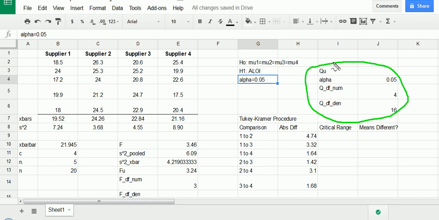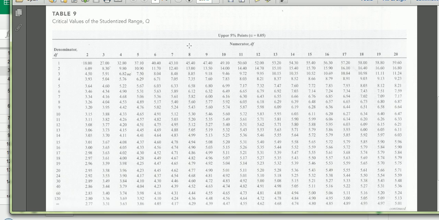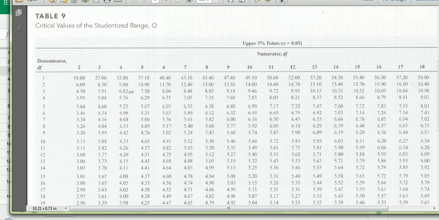Okay, now taking these to the table, we're going to be able to get this value here. So here's the Q table. These are the critical values of the studentized range Q table. This is for an alpha of 0.05. Let me see if I can zoom in a bit more. Numerator degrees of freedom again are on the first row. So what do we have? 4. And denominator degrees of freedom 16. So it works very much like the F distribution table, the F table rather. So here we get 4.05.